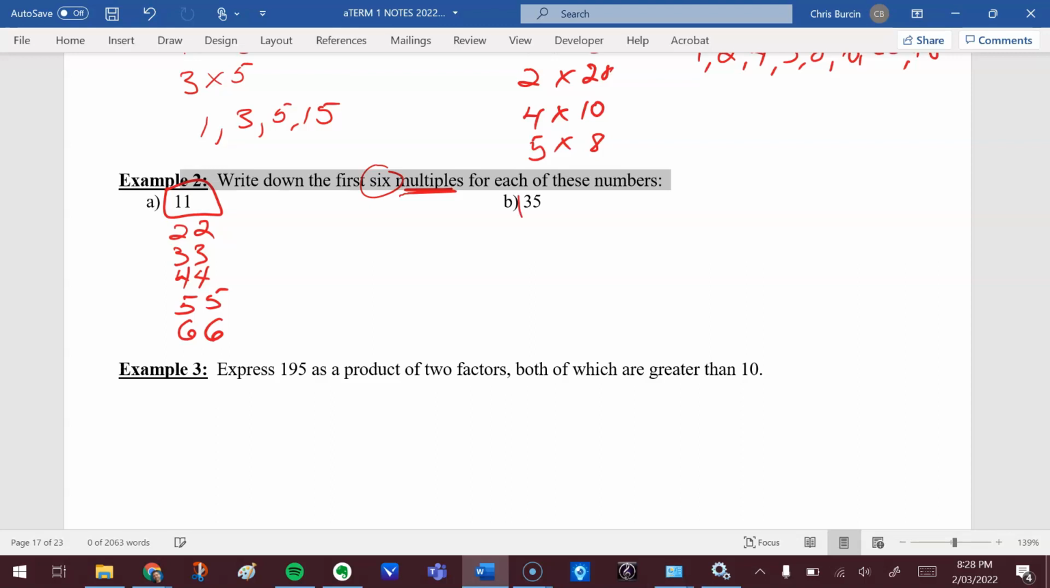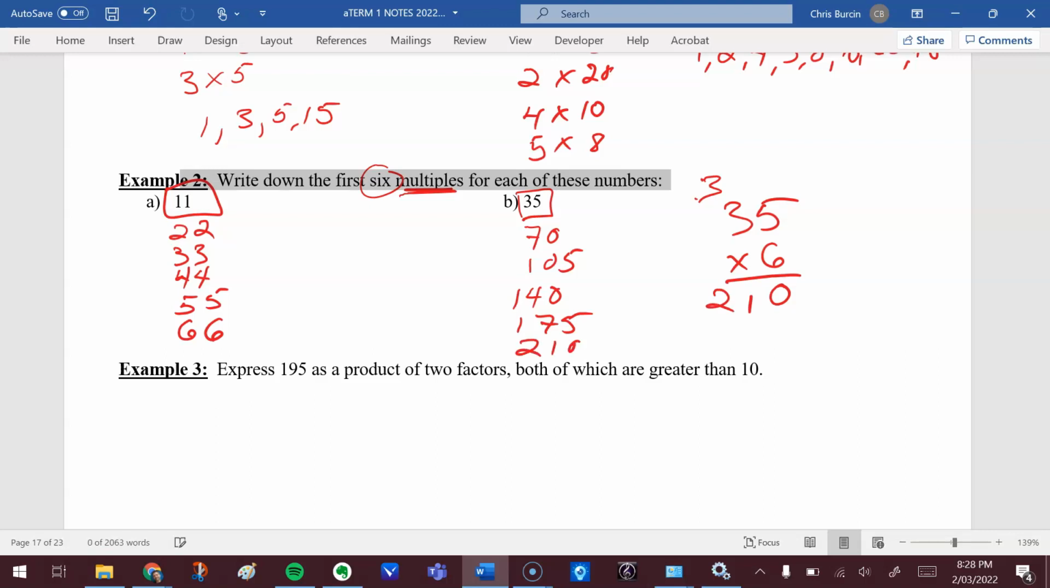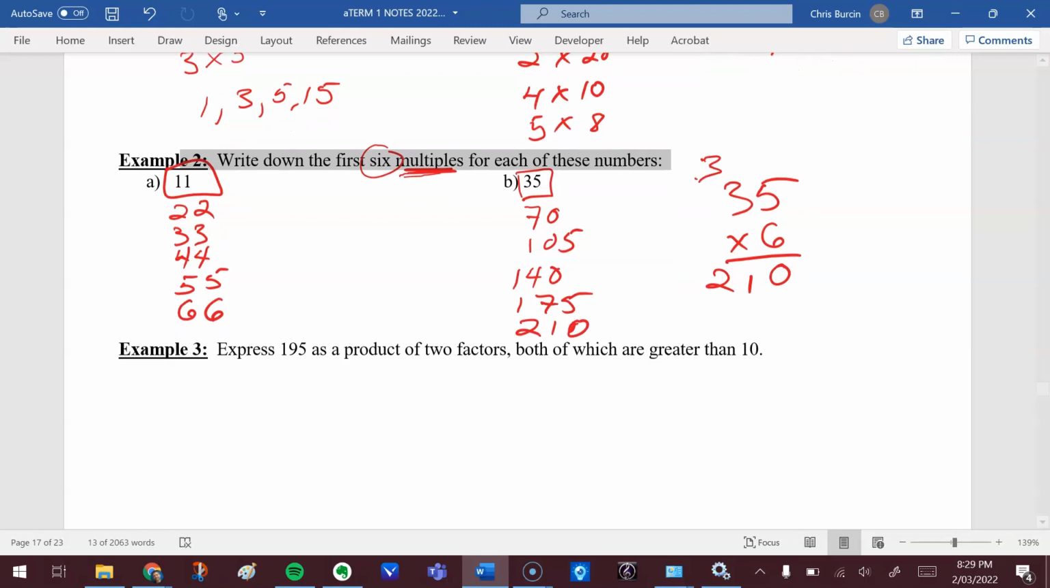And 35, well, that's a bit tougher. 35 times 1 is 35. 35 times 2 is 70. 35 times 3 is 105. 35 times 4 is 140. 35 times 5, it's getting a bit too hard. You know what? Let's do 35 times 6 and use the algorithm to see if we've got it right. So 5 times 6 is 30. 6 times 3 is 18, 19, 20, 21. So our last number is 210. So those are the multiples. And remember, multiples are always bigger.